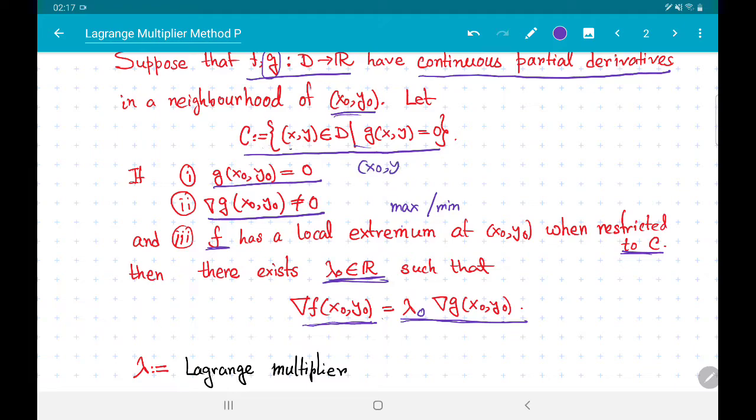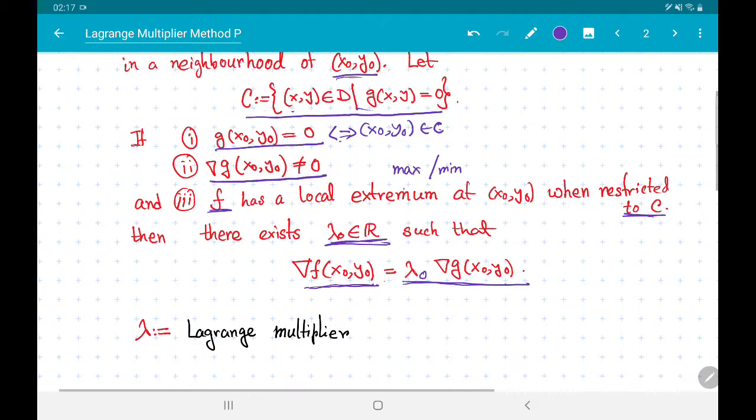So this is x0, y0 in C. These are equivalent. Gradient of g at x0, y0 is not equal to 0, and f has a local extrema at x0, y0 when restricted to C. Then there exists lambda 0 in R, a real number lambda 0, such that gradient of f is lambda 0 times gradient of g at the point x0, y0. This number lambda 0 is called the Lagrange multiplier.